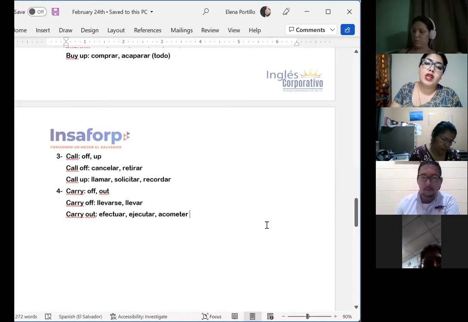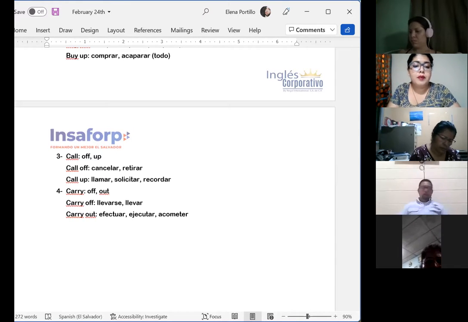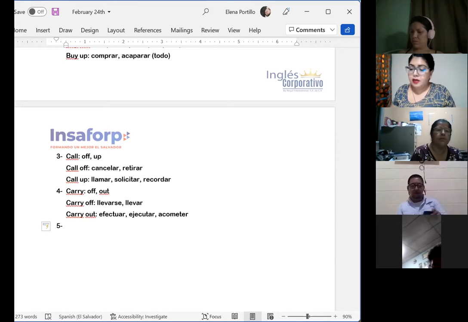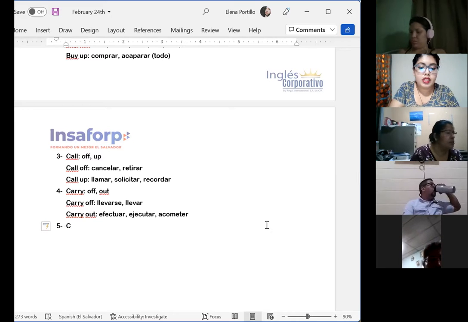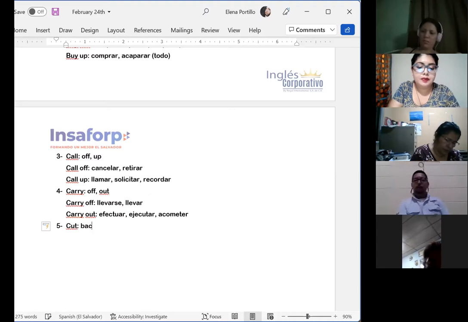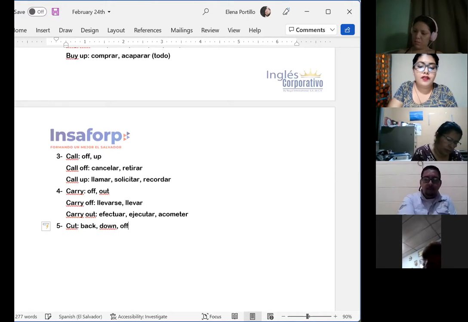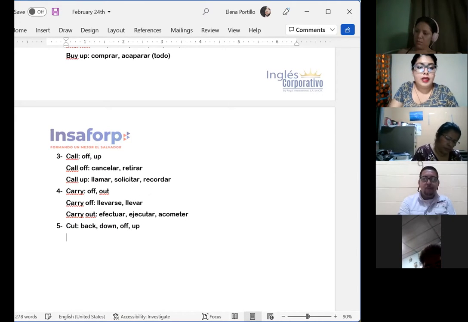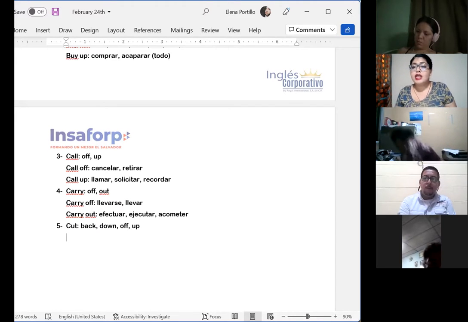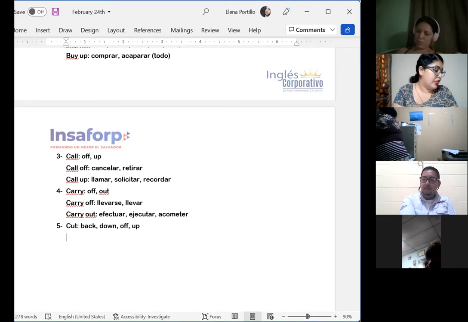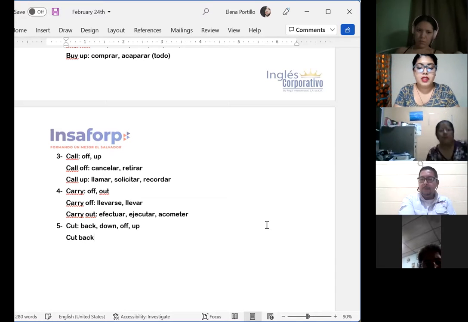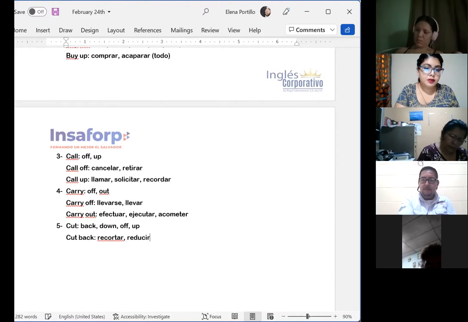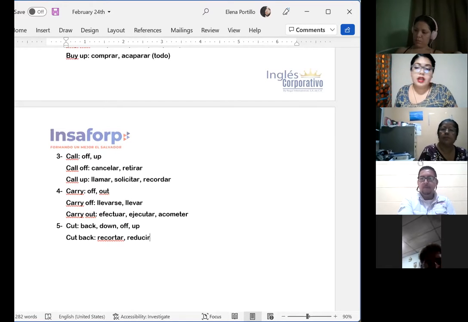So we are going to start with the other examples of these two-part verbs. We have the number five, the verb cut, and we have the particles back, down, off, and up. Again, we are going to write the meaning in Spanish of these phrasal verbs. We have the first one, cut back. In Spanish, this means recortar o reducir. And it is talking about doing something with less frequency or doing something less.